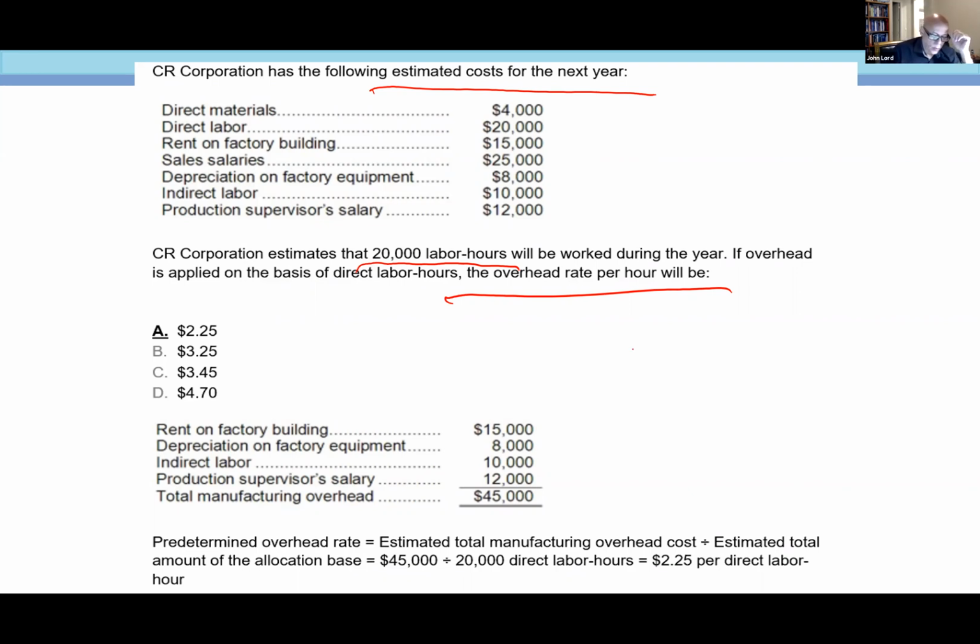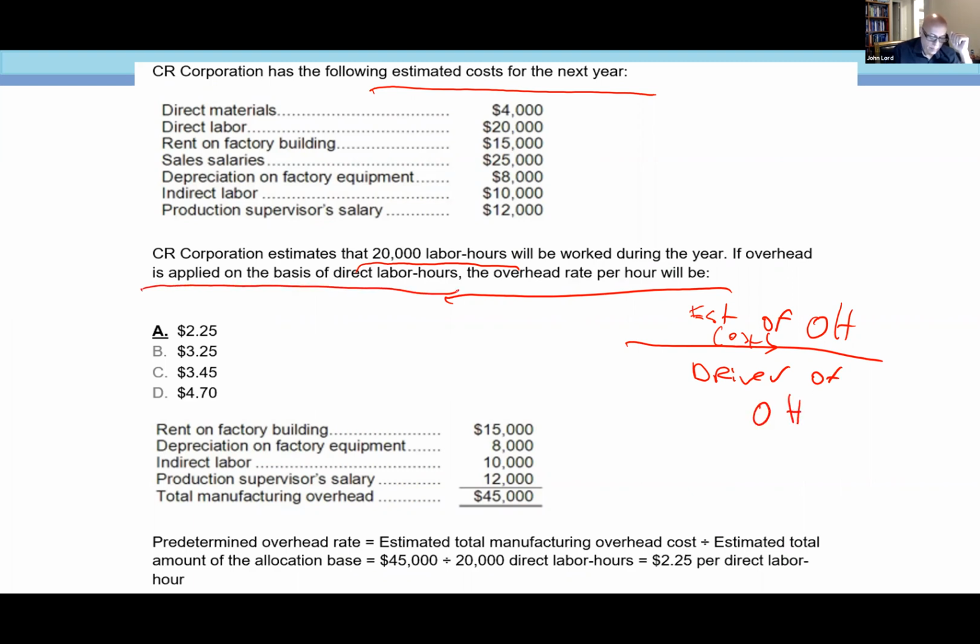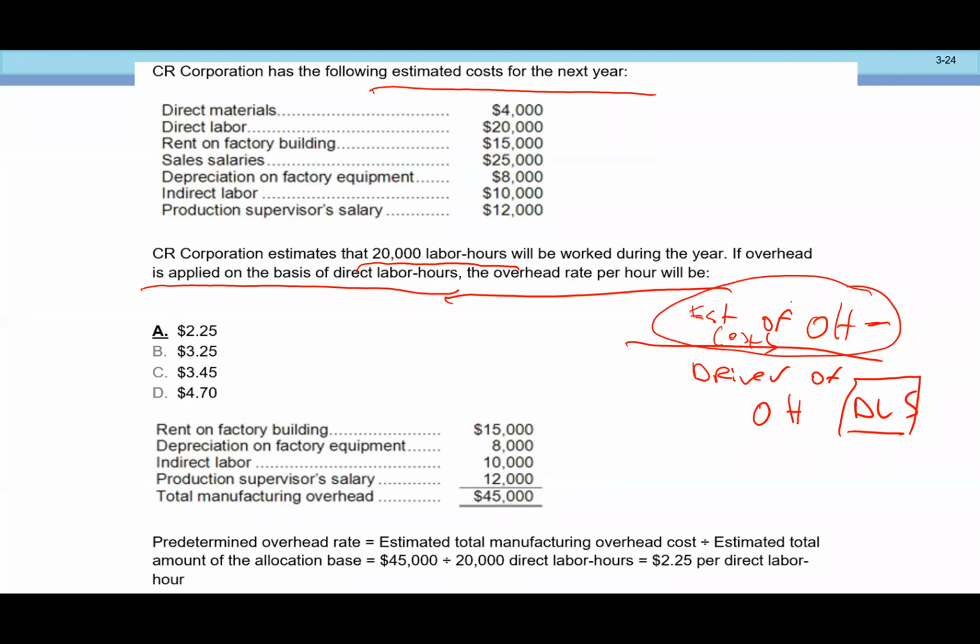In the numerator is my estimate of my overhead costs. In the denominator is my driver of my overhead cost. Now they've already told me that I'm going to apply it based on direct labor hours, so I know I have to put direct labor hours down here in the denominator. What goes into the numerator? Total overhead cost.